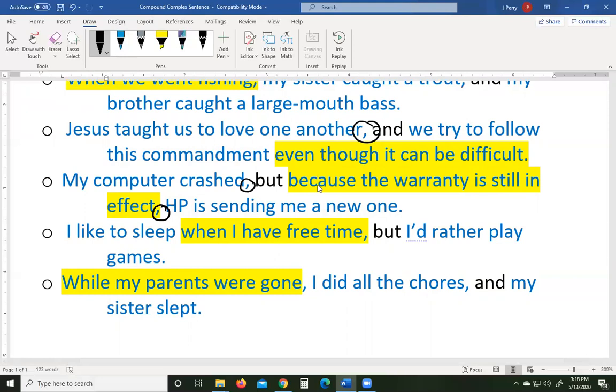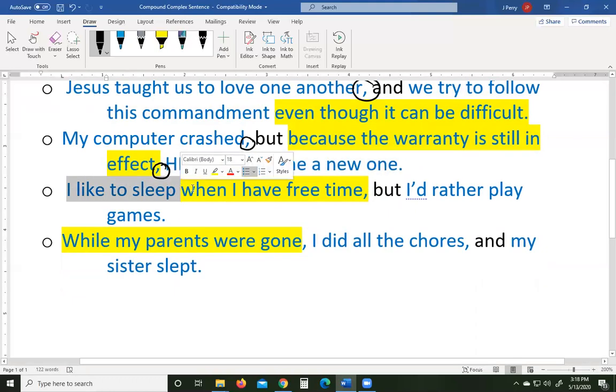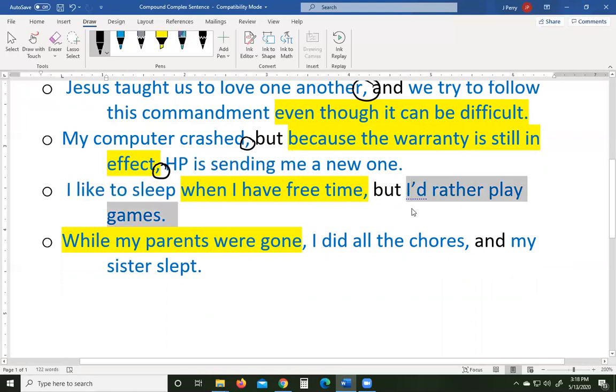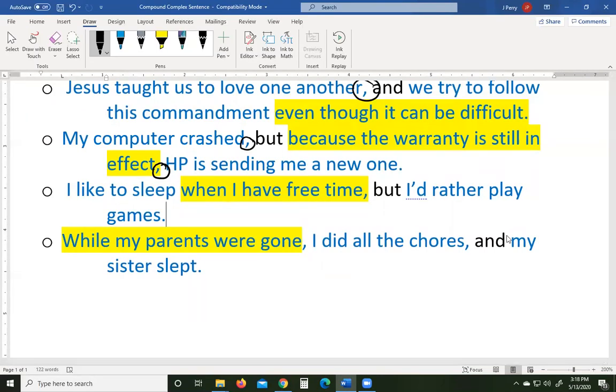The next pattern is identical in sound. It's the same when I say it out loud, but when you see it, you can see that it's arranged a little bit differently. So instead of having the lone independent clause up here and the complex sentence part down here, we have it first. I like to sleep when I have free time, but I'd rather play games. So we have an independent clause with a dependent clause following it, so we don't need any kind of comma. And then we have but I'd rather play games. We've got our coordinating conjunction, our FANBOYS, and our comma right there.